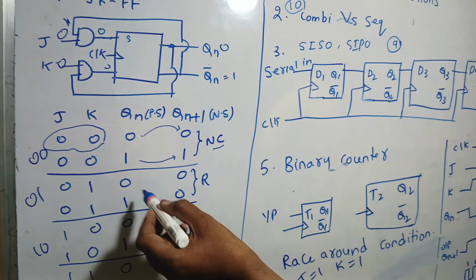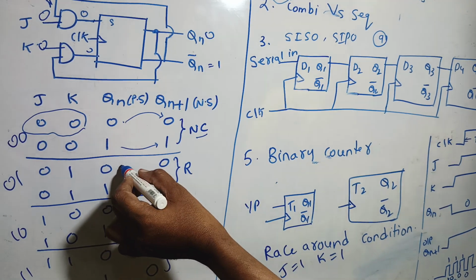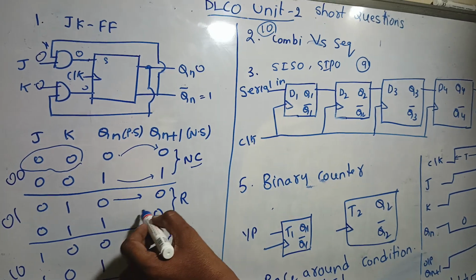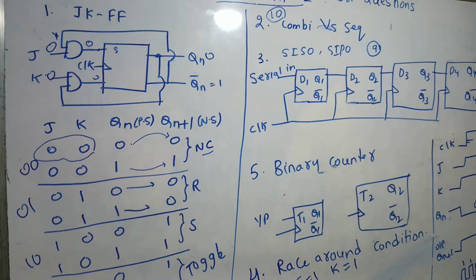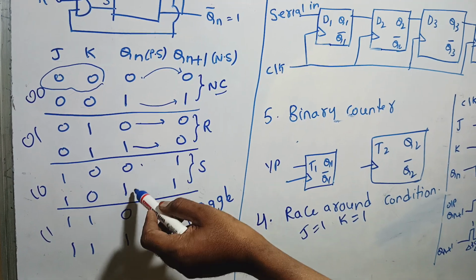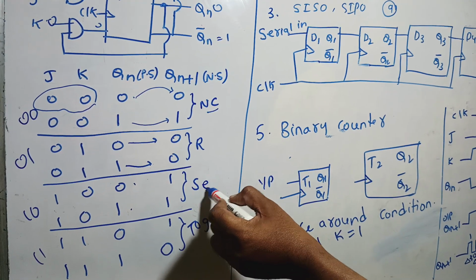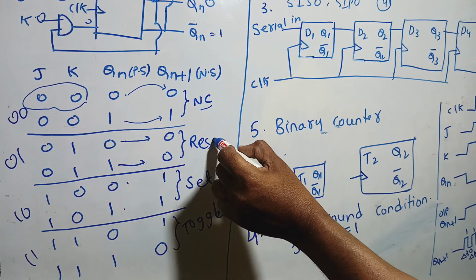Similarly for 0 1 we will get output 0. If prime state is 0, output is 0. Prime state is 1, output is 0. If you substitute here, you will get 0. Similarly 1 0, prime state 0 and 1, output is 1. That is set state. This is reset state.